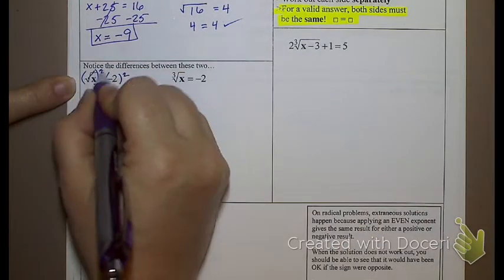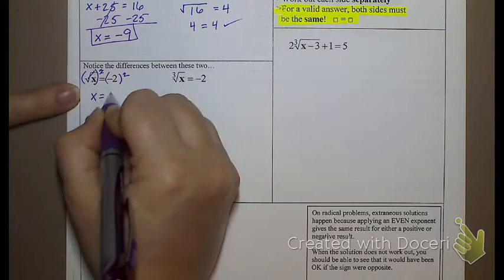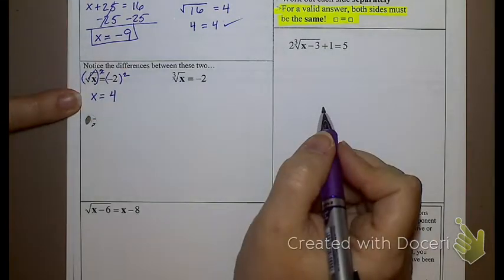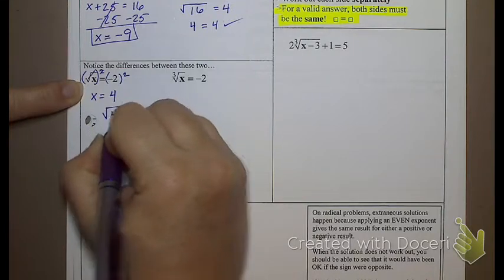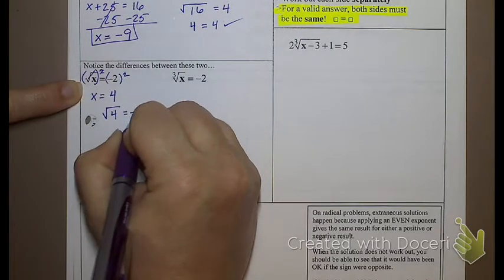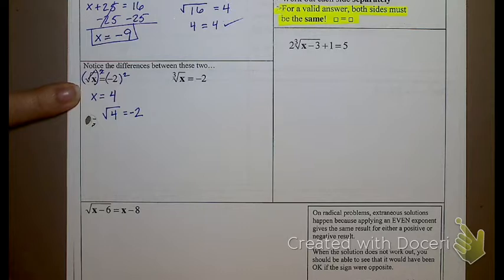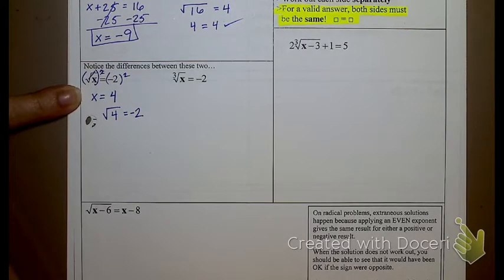And what does that give me? X equals 4. So now let me check my answer. The square root of 4, does it equal negative 2? Right. But Mrs. Franken, isn't the square root of 4 both 2 and negative 2? Yes, but there's a problem with that.